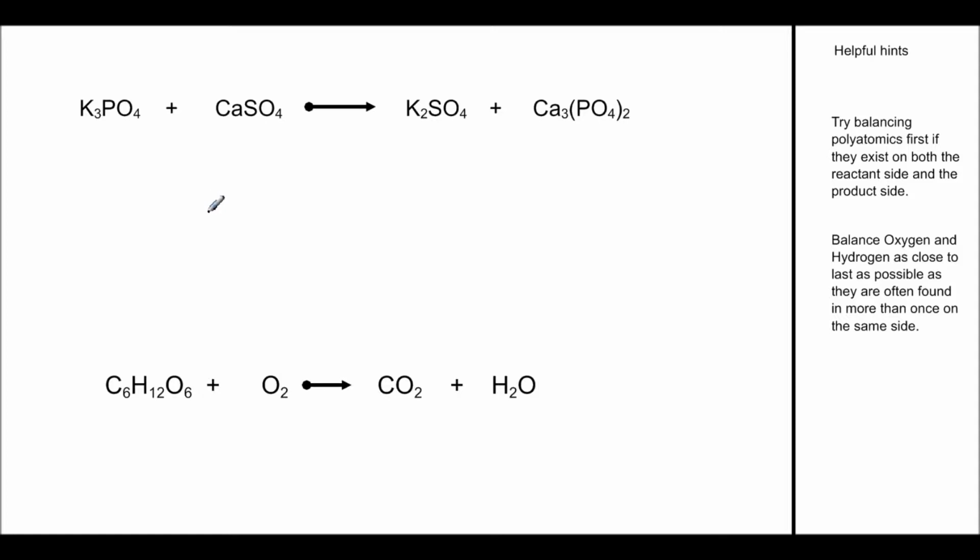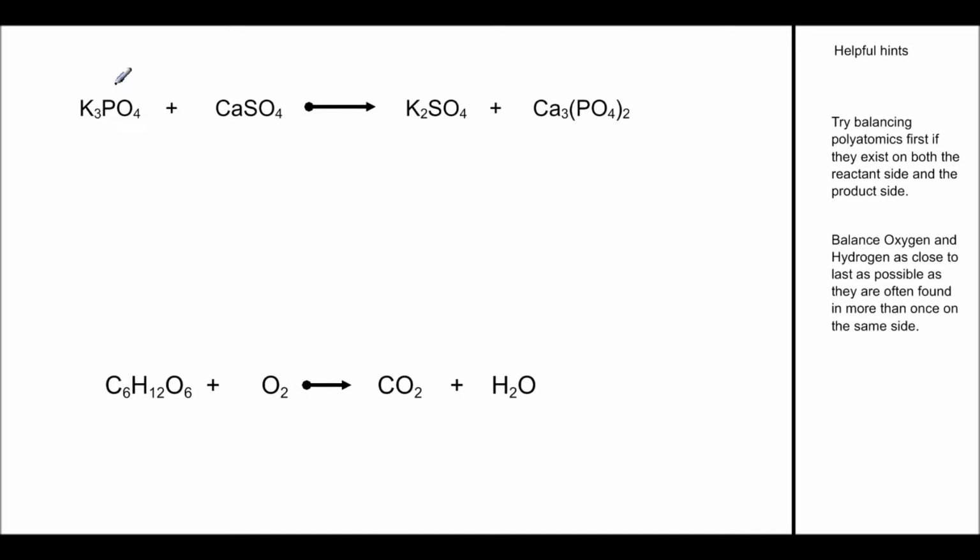What we need to do is balance it from side to side. Now, some tips and tricks. Try balancing the polyatomics first. If they exist on the reactant side, like this phosphate here, and they're on the product side, you can actually balance them as if they are the entire ion. You don't have to go P for phosphate, oxygen, oxygen. You can balance the entire phosphate.